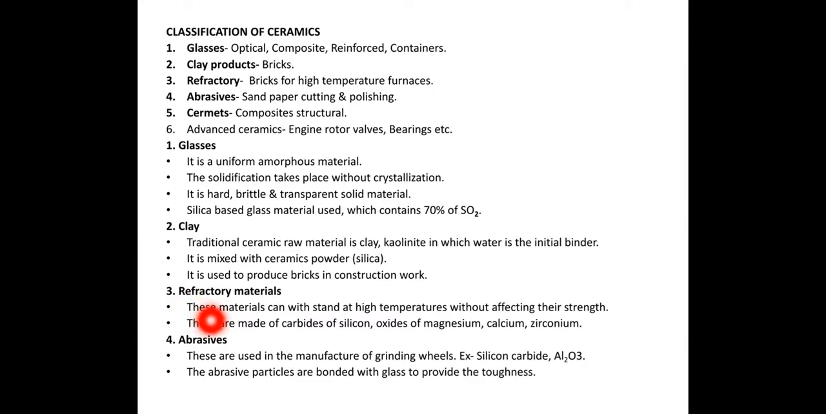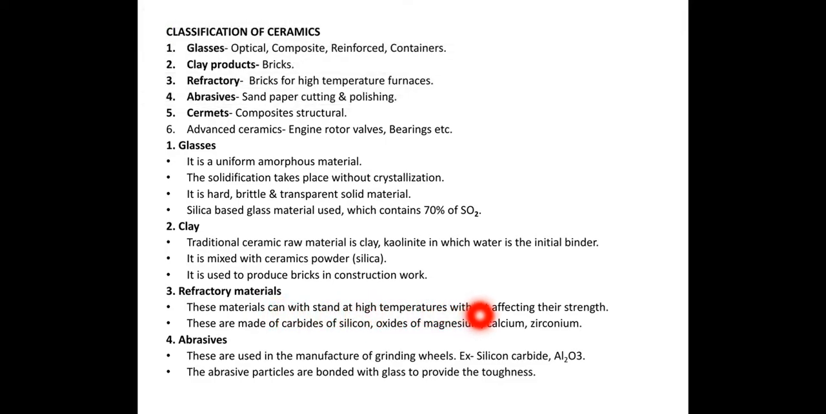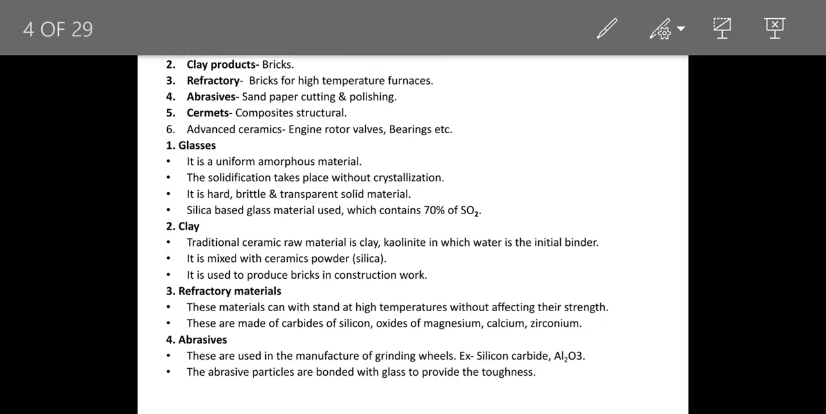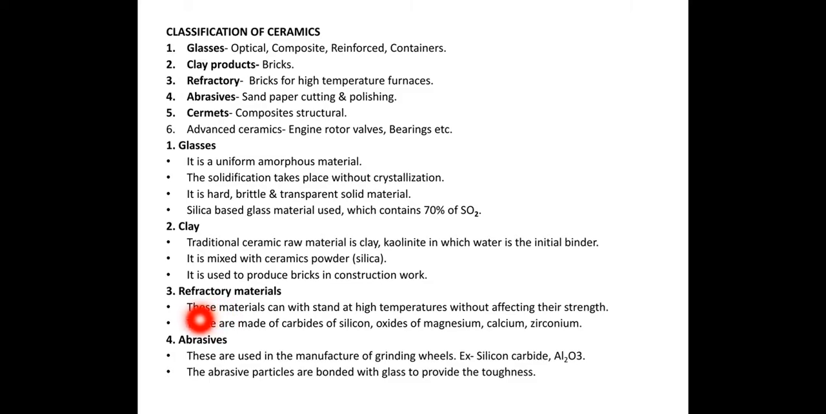Refractory materials. These materials can withstand high temperatures without affecting their strength. The main property of the refractory material is that they can withstand high temperatures. They are made of carbides of silicon, oxides of magnesium, calcium, zirconium, etc. Abrasives: the best example of the abrasives is grinding wheels. Okay. So abrasive materials are silicon carbide, that is SiC, and Al2O3.